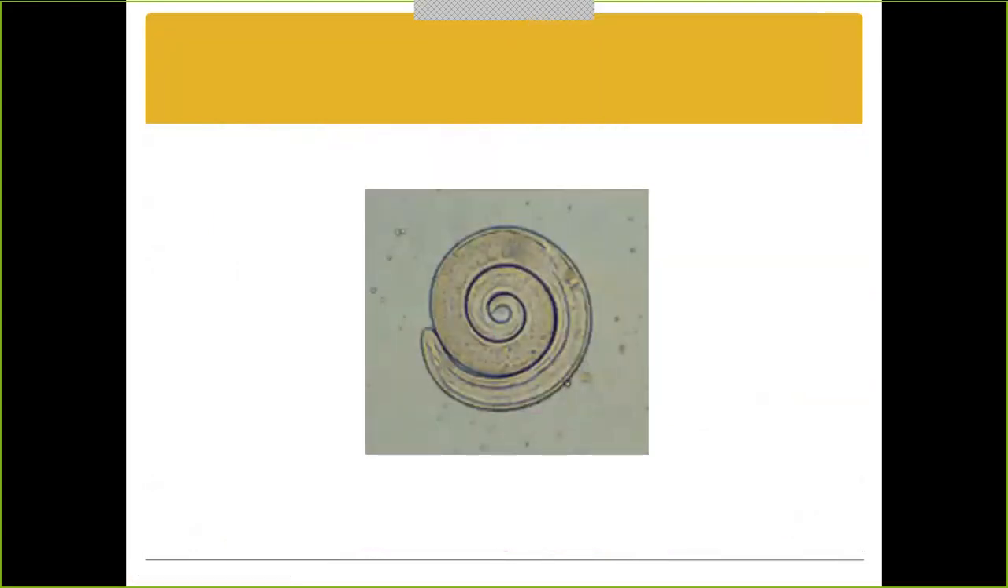This is your spiral-shaped Trichinella. So Trichinella is commonly found in muscle biopsies coming from raw pork or bear.